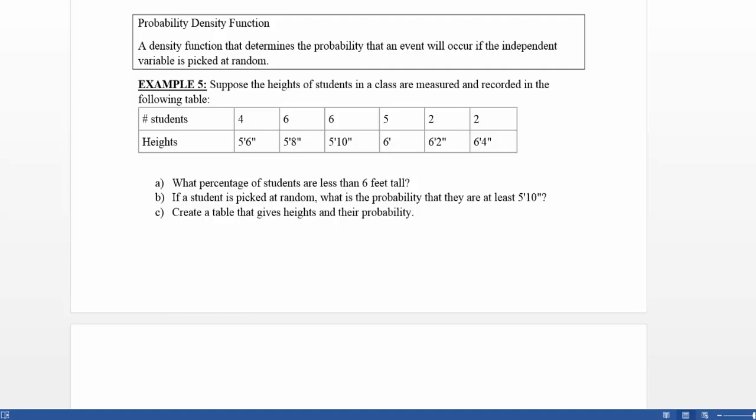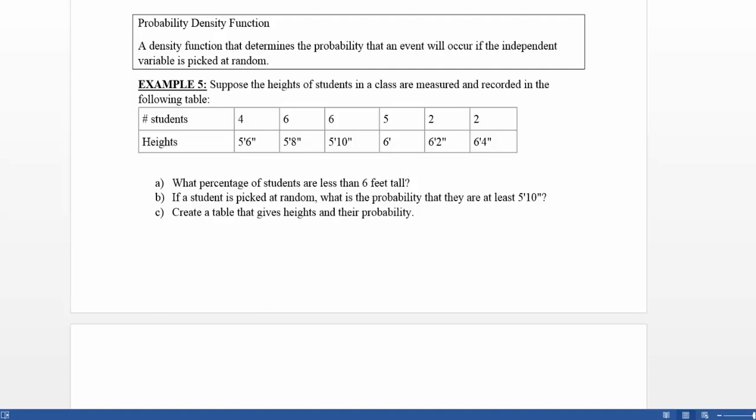So, example 5. Suppose the heights of students in a class are measured and recorded in the following table. So, 4 of the students in this class are 5 foot 6 inches. 6 of the students in this class are 5 foot 8 inches, 6 are 5 foot 10, 5 are 6 feet, 2 are 6 foot 2, and 2 of them are 6 foot 4. It's a pretty tall class. So first I want to know what percentage of students are less than 6 feet tall.